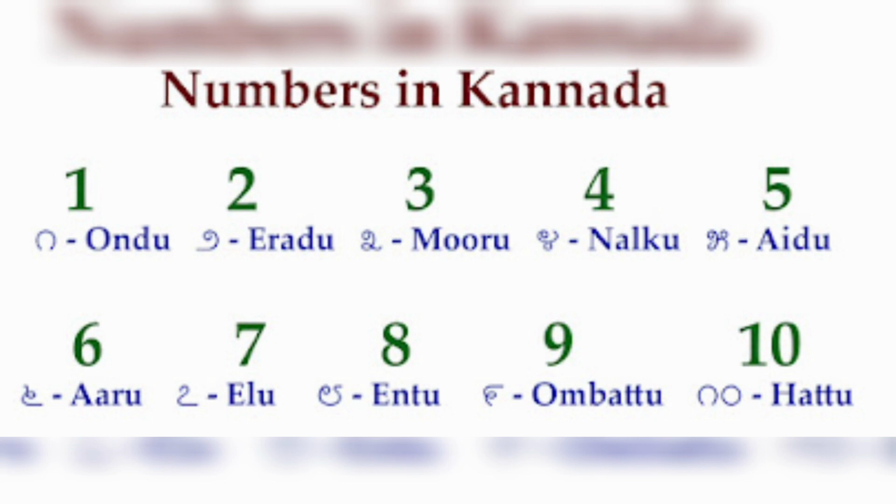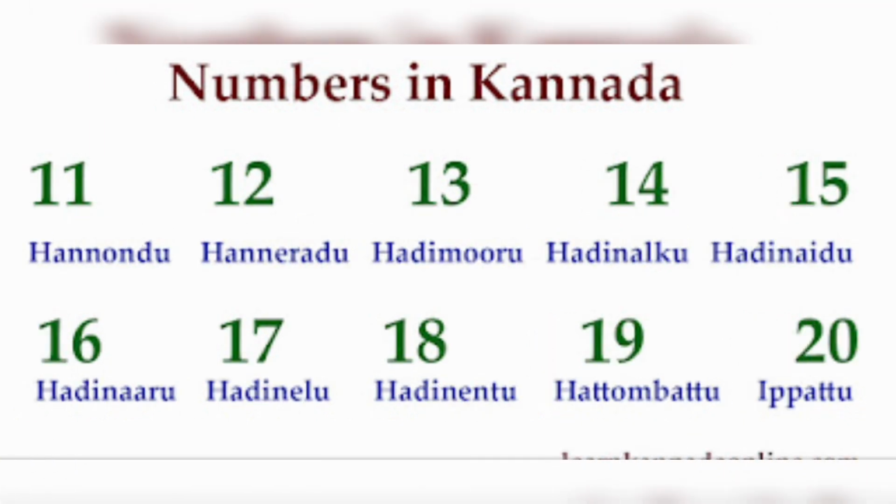Yeah students, now let's move to the other numbers 11 to 20. So let's start. 11 as Honnandu, 12 as Hanneredu, 13 as Hadimuru, 14 as Hadinalku, 15 as Hadinaidu, 16 as Hadinaru, 17 as Hadinelu, 18, 19 as Hattombattu, 20 as Ippattu.